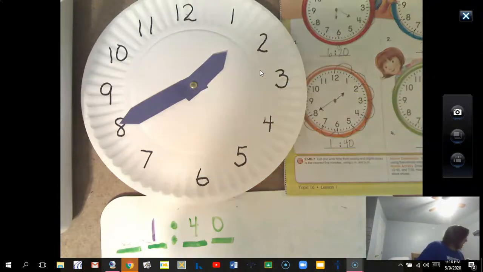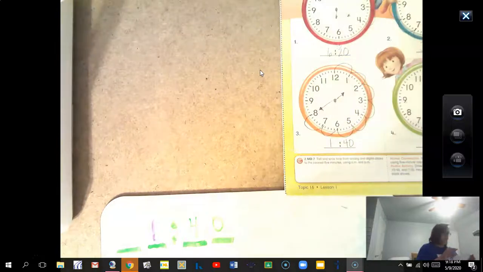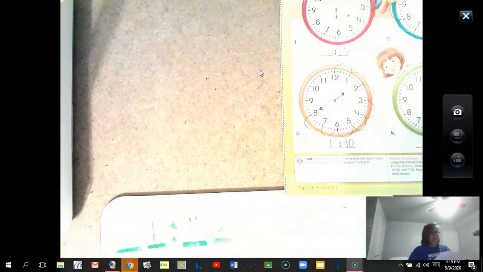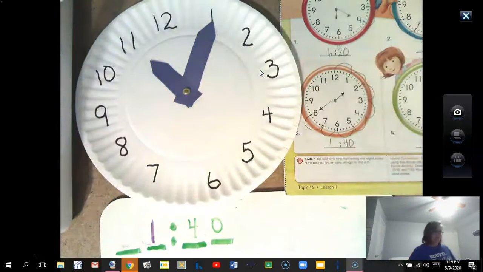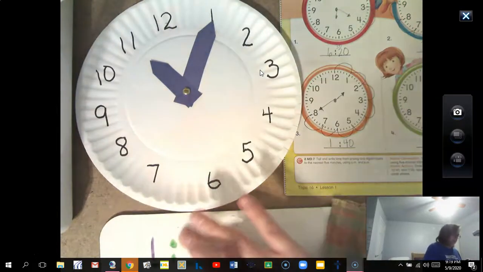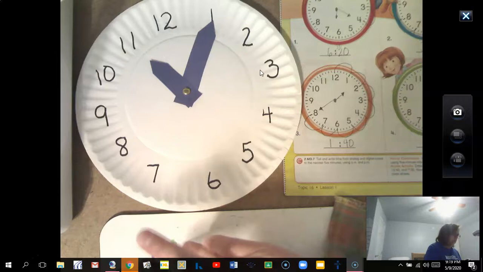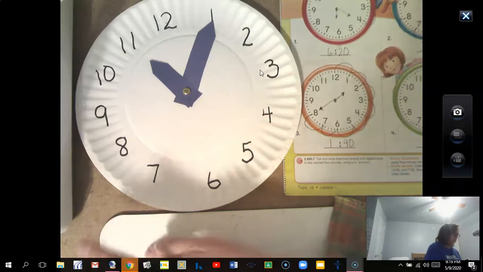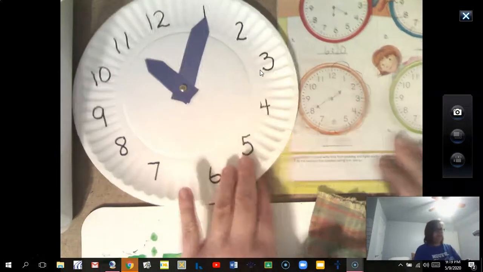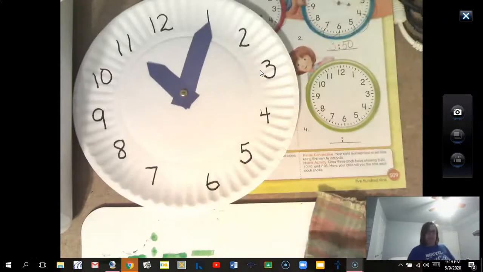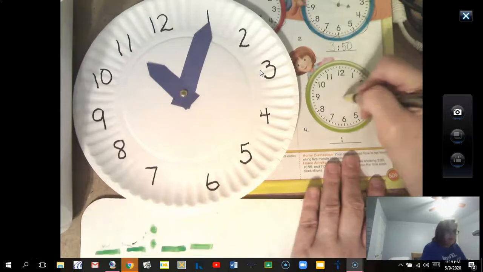All right. Now I'm going to do another one. So get ready to do your last clock on the front page. All right, so go ahead and get started drawing it. And the green one, dot in the middle.